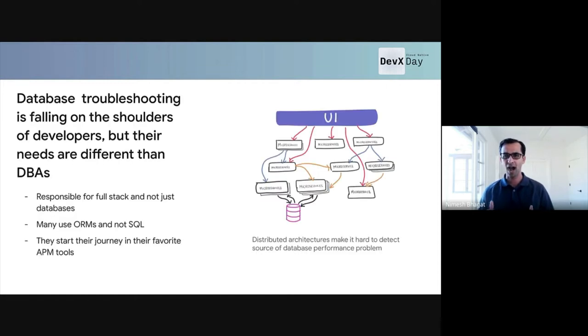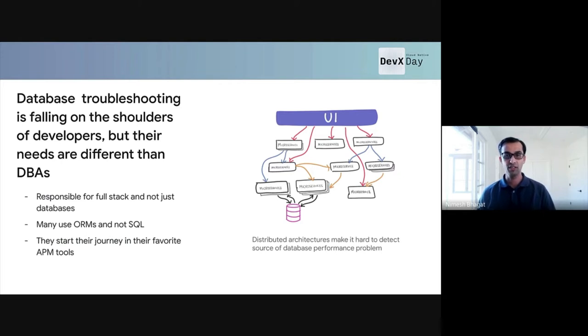So let's start. Why does there need to be database observability for developers? At Google, we did extensive research and we found that with DevOps, more and more developers are responsible for troubleshooting the database. So when a pager goes off at 2 a.m., it is a developer on the line, and fewer DBAs in many of the organizations.